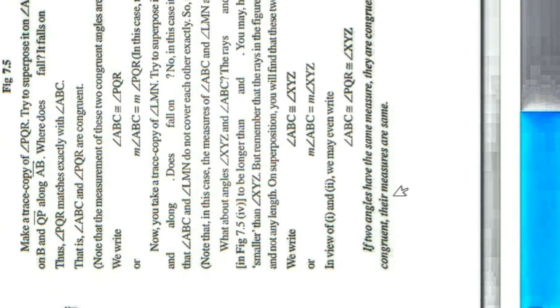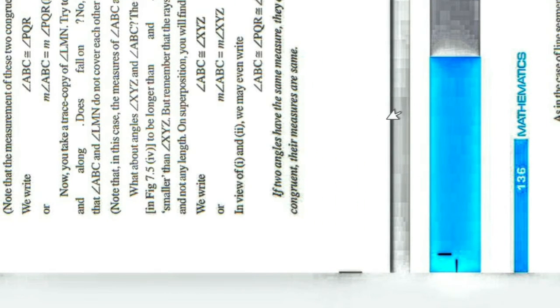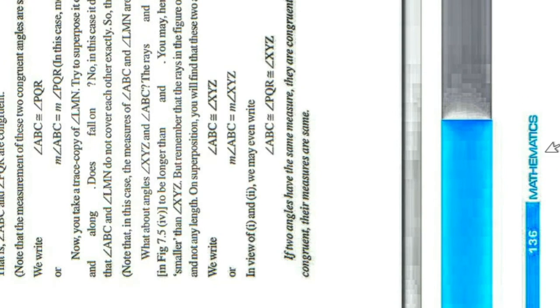So what we can say is, if two angles have the same measure, they are congruent. Also, if two angles are congruent, their measures are the same. As in the case of line segments, congruency of angles entirely depends on the equality of their measures. So that the two angles are congruent, we sometimes say that these angles are equal, and we can also write angle ABC equal to angle PQR. It means that angle ABC is congruent to angle PQR.